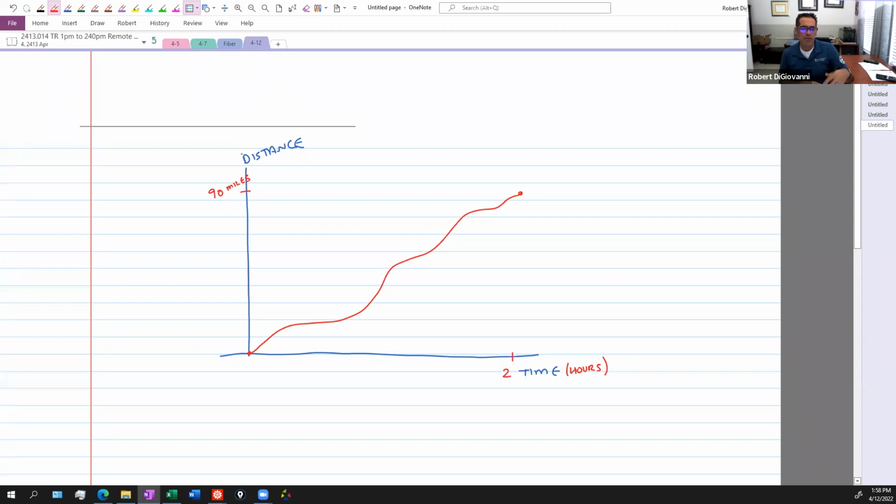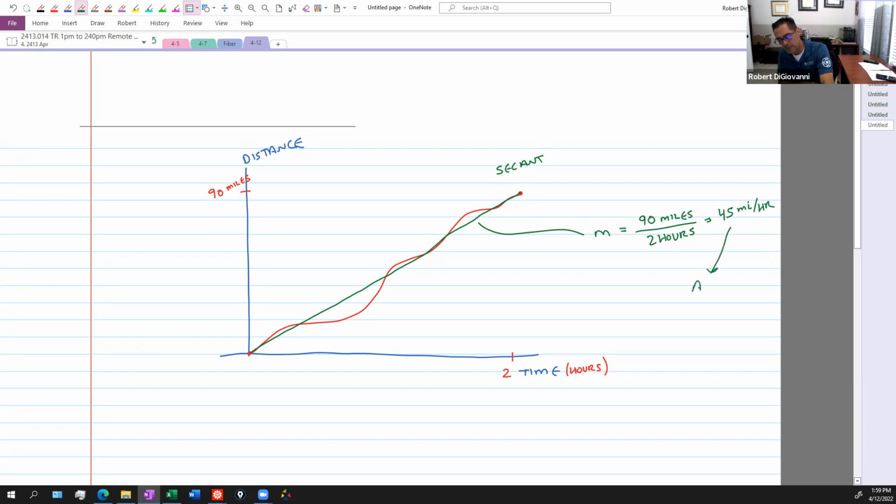So you were speeding up, slowing down, traffic, whatever. If you look at the line that connects the two endpoints together, the straight line, that's called a secant line. If we find the slope of that secant line, that would be the rise over run. The rise was 90 miles, and the run was 2 hours. Of course, 90 divided by 2 is 45, so it would be 45 miles per hour. That would be your average speed.